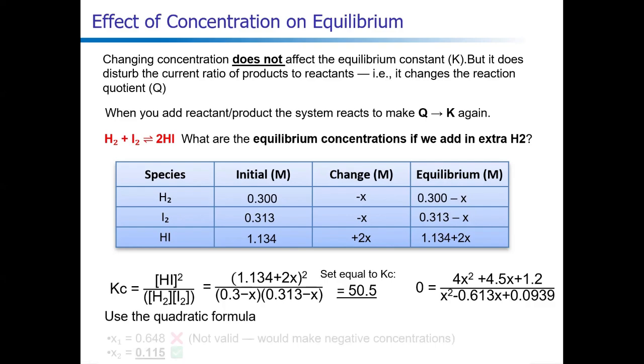Here we use the quadratic formula again and assess the results for feasibility. One of the results is clearly not valid as it results in negative concentrations. So this means that x must equal 0.115. Plugging these back in, we get new equilibrium concentrations of 0.185, 0.198, and 1.364. So by adding hydrogen, the system is again shifted to the right, towards the products, increasing hydrogen iodide and consuming both hydrogen and iodine, just like Le Chatelier's principle had suggested.